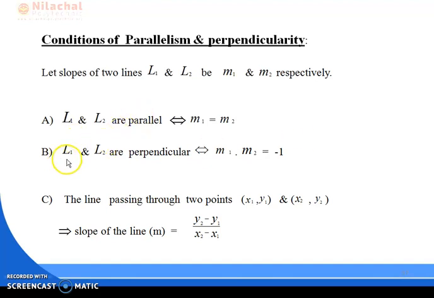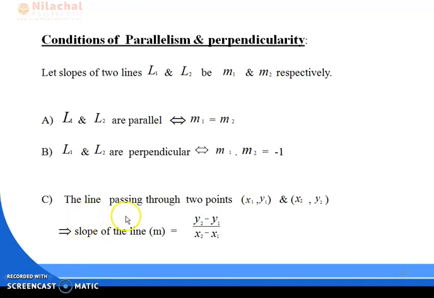Then another condition is that if two lines are perpendicular to each other, then if and only if the product of the slopes equals -1. That means if two lines are perpendicular to each other, then the product of the two slopes must be -1. Or you can say that if the product of two slopes equals -1, then these two lines are perpendicular to each other.